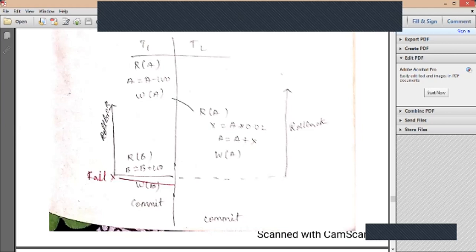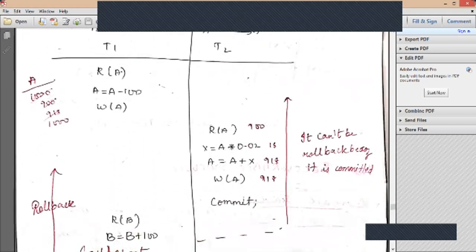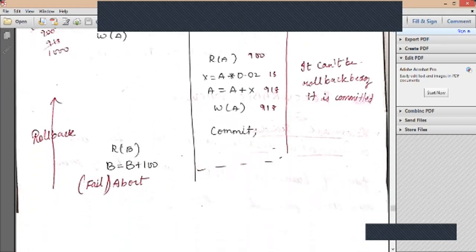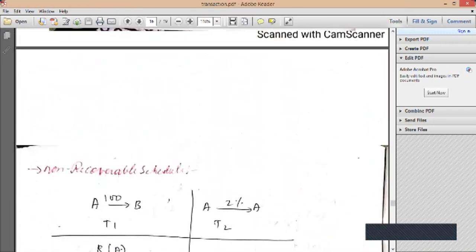And the condition here is for recoverable, the commit of transaction T2 should be after the commit of transaction T1. Then only rollback can happen, or else it cannot be performed. The same example we have seen previously, we are seeing here. Let us go through that.